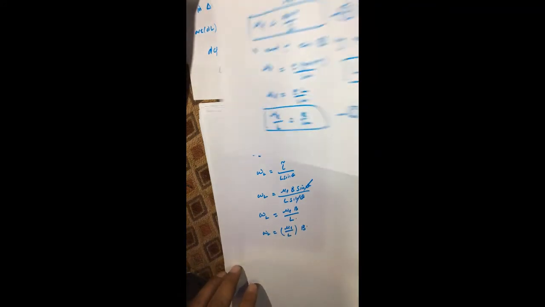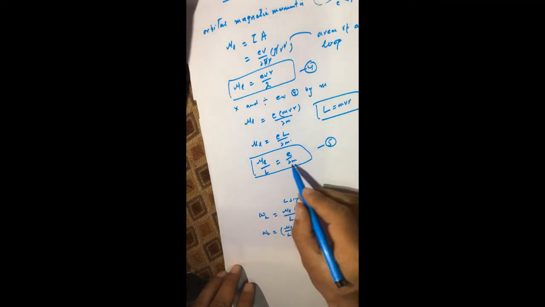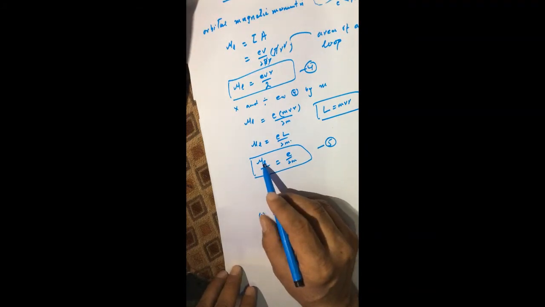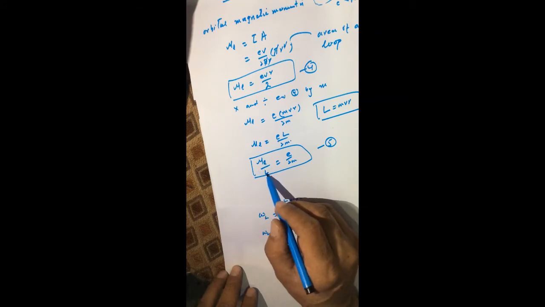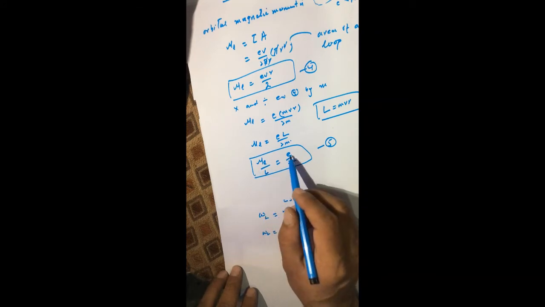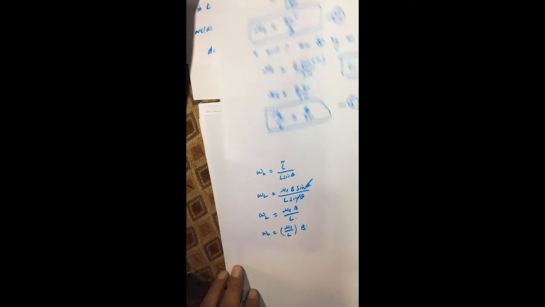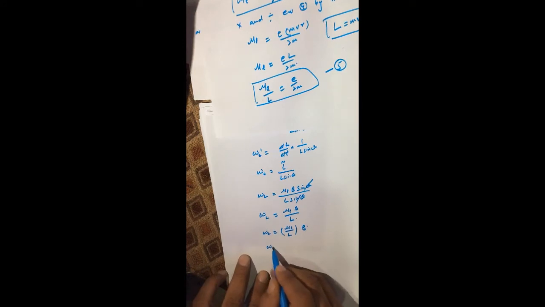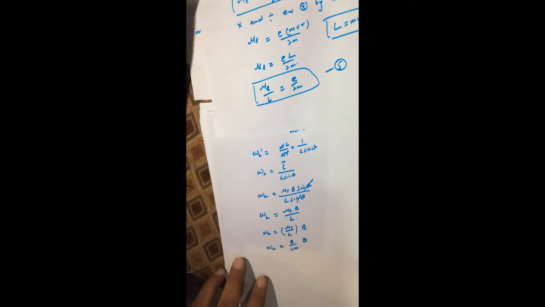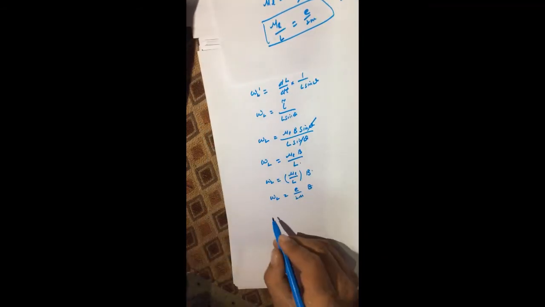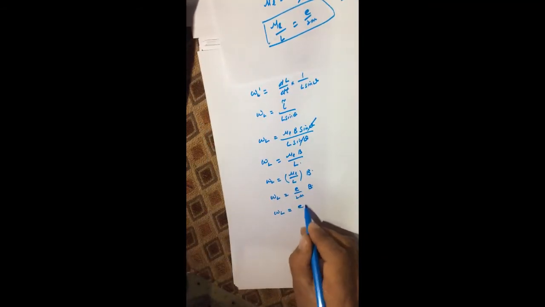Now we have equation number 5 given here, which is the ratio of magnetic moment and orbital angular momentum, equal to charge over 2m, e over 2m. So if I replace mu L over L by this e over 2m times B, we have omega L, which is equal to eB over 2m.